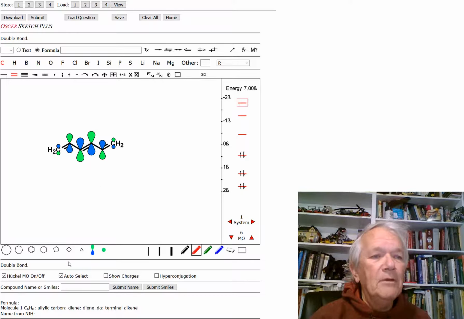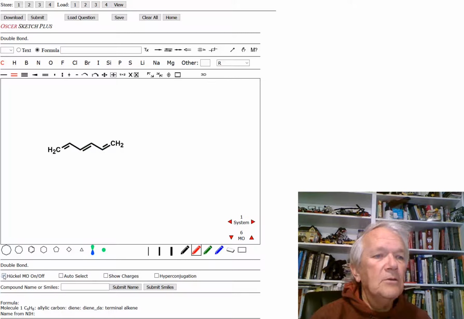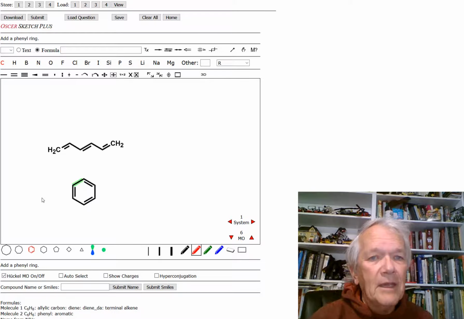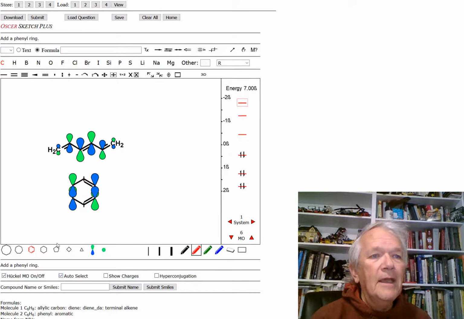Fun things happen when we get to rings, because this is going to lead into what we call aromatic systems. So that's a 6-atom system here, but let me add in a benzene molecule. So now I have a second molecule on here at the same time. So let me do auto select, and I'm going to do something here. Notice how these things are hard to read.